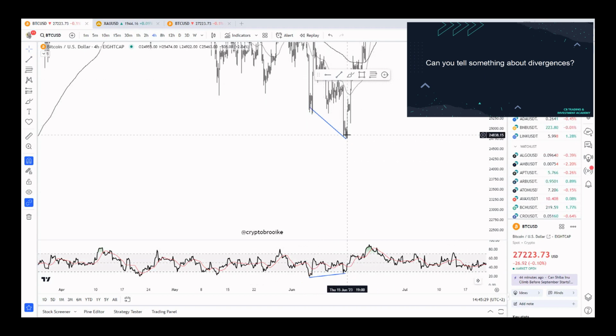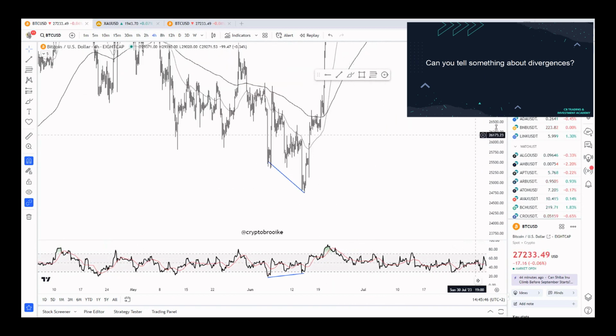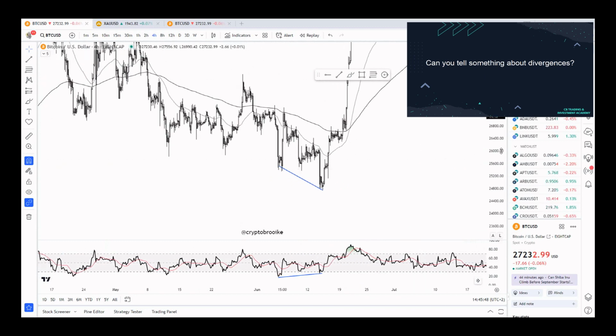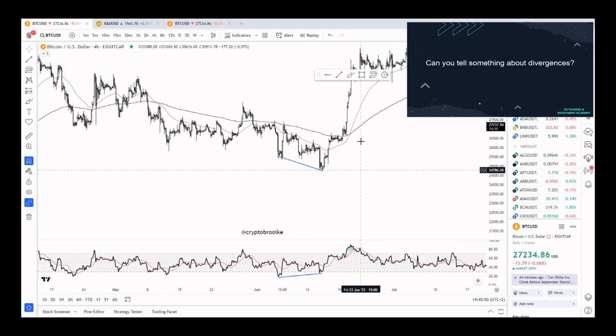And then you see here price made a lower low, but the RSI made a higher low, which means sellers got exhausted. They weren't as strong anymore, and what usually follows is an uptrend or a move up.